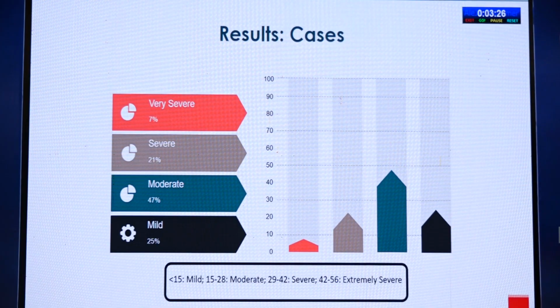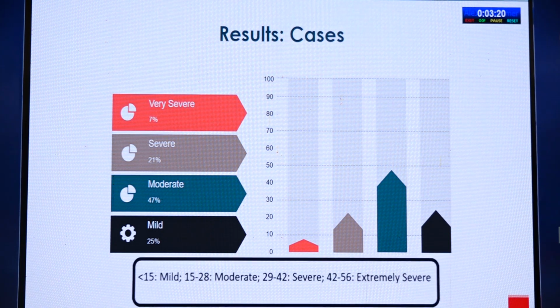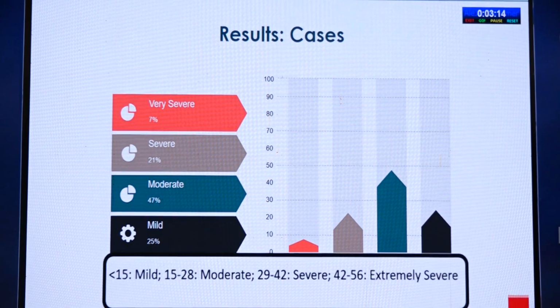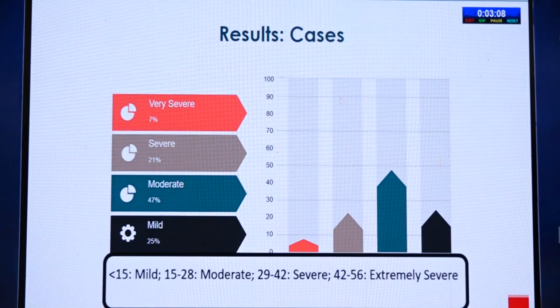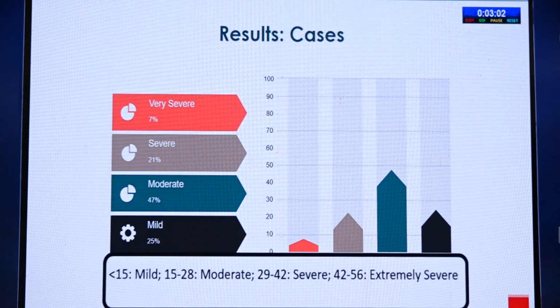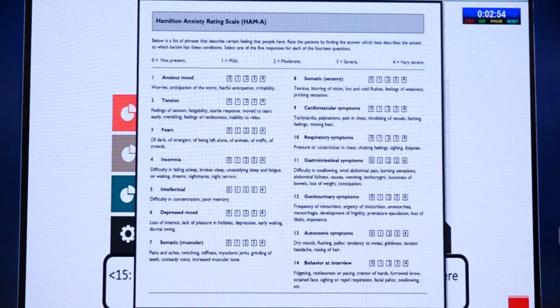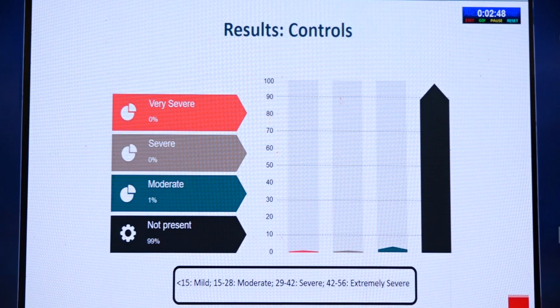The Hamilton Anxiety Rating Scale contains 14 symptoms, and it is divided into 4 categories, namely mild, moderate, severe, and extremely severe. In our study, around 25% of patients came under the mild category, 47% came under the moderate category, and 21% came under the severe category, and only 7% had very severe anxiety. This is an image showing the 14 symptoms taken in the Hamilton Anxiety Rating Scale and the 4 categories. In controls, anxiety was not present in 99% of patients, only 1% had moderate anxiety.